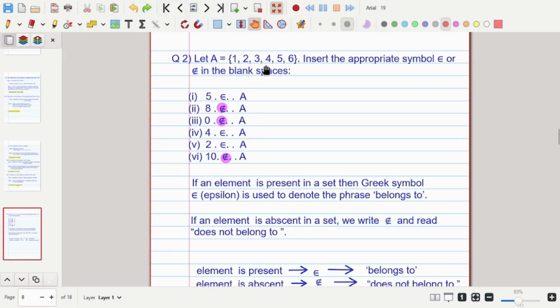4, 4 is present in the set A. We will write that 4 belongs to set A. 2, 2 is also present. Therefore, we will write 2 belongs to set A. 10, 10 doesn't belong to the set A. Therefore, we will write 10 doesn't belong to set A.